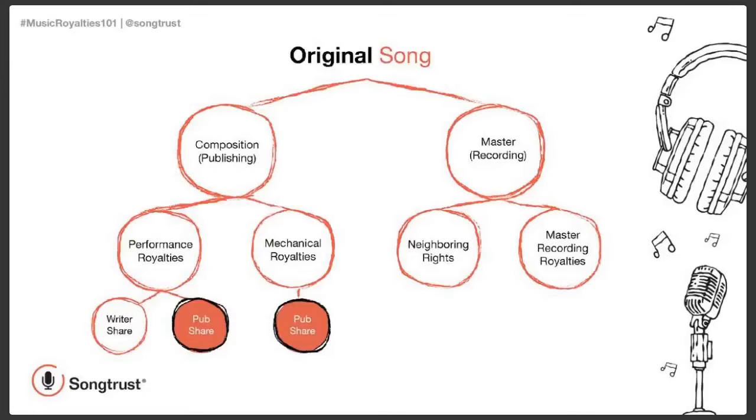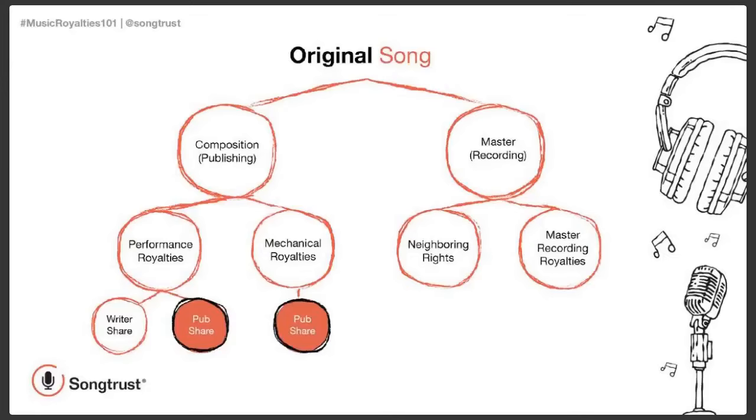And you'll see that those two filled-in red circles are the areas that Songtrust helps writers collect on. Usually an individual writer would not have access to their publisher share, but by working with a publisher and administrator like Songtrust, you're able to access those.